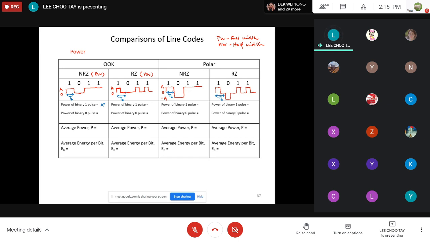And then the power when we transmit a 0 pulse, nothing, isn't it? Because we transmit nothing. So therefore, 0 power is used when we transmit binary 0.